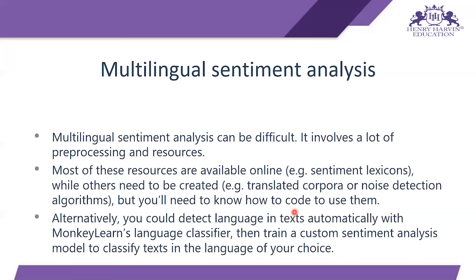So most of these resources are available online, like sentiment lexicons, but some others need to be created, like translated corpora and noise detection algorithms. Alternatively, you could detect language in text automatically with MonkeyLearn's language classifier, then train a custom sentiment analysis model to classify text in the language of choice. So that's about multilingual sentiment analysis.